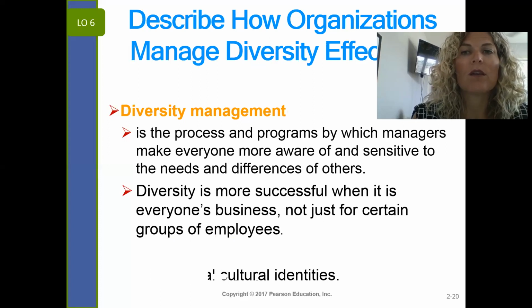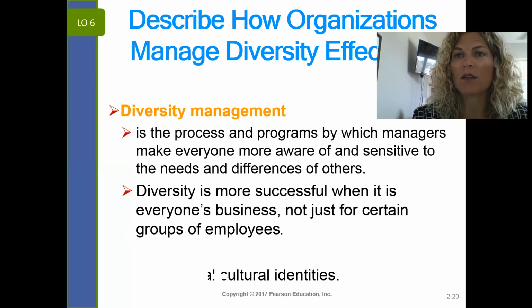So how do we manage this? How do we encourage this diversity? What can we do to create this environment? First off, the definition of diversity management is the process and programs by which managers make everyone more aware of and sensitive to the needs and differences of others, right? In order to get the best out of everyone, and to make sure that we are basing decisions on the right factors.